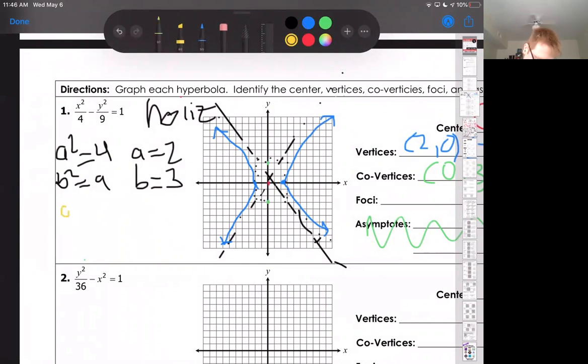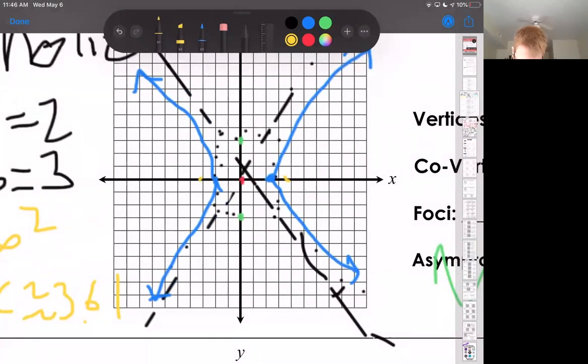You're gonna use that formula c squared equals a squared plus b squared. So that would be 4 plus 9, or 13. And if you square root 13, it's approximately 3.61. Since this is a horizontal hyperbola, you're going to go 3.61 to the right, and you're going to go 3.61 to the left. So those yellow points I added to my graph would be my focus points.